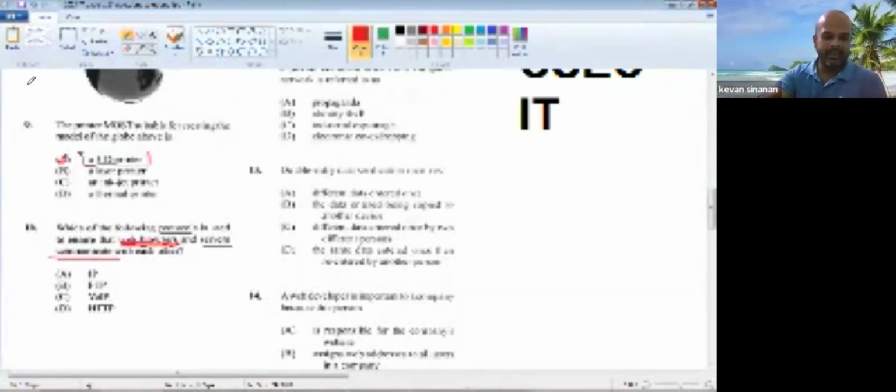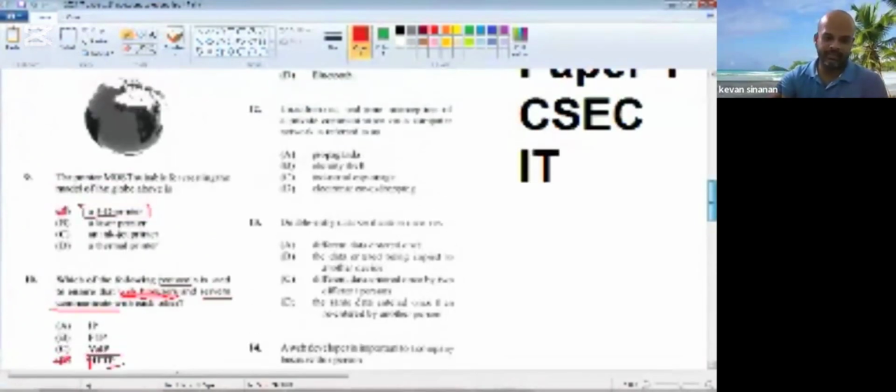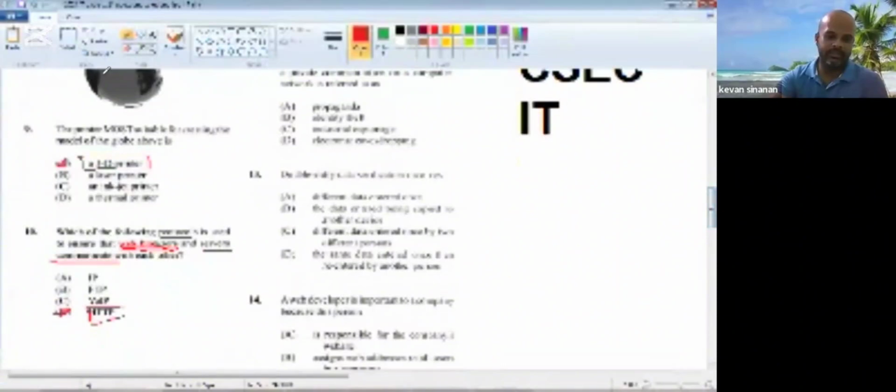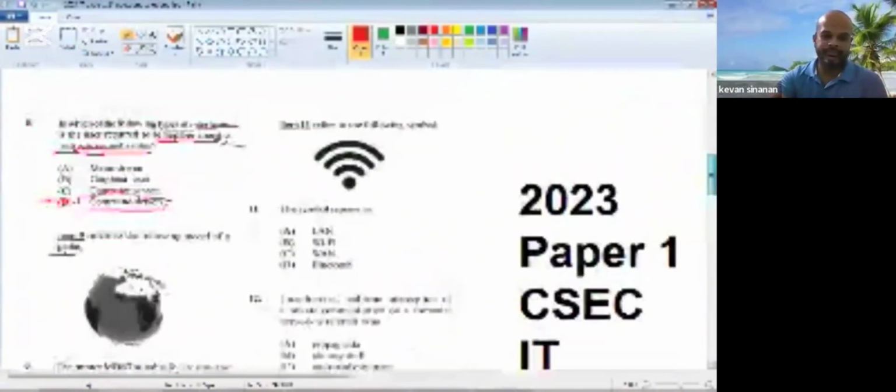And D, HTTP, or Hypertext Transfer Protocol. You could just look at your Google Chrome. When you enter a website address, you will always see HTTP in front of it. So web browsers use HTTP as a protocol. IP, Internet Protocol, spans all internet devices. But the question was asking us about web browsers and servers.